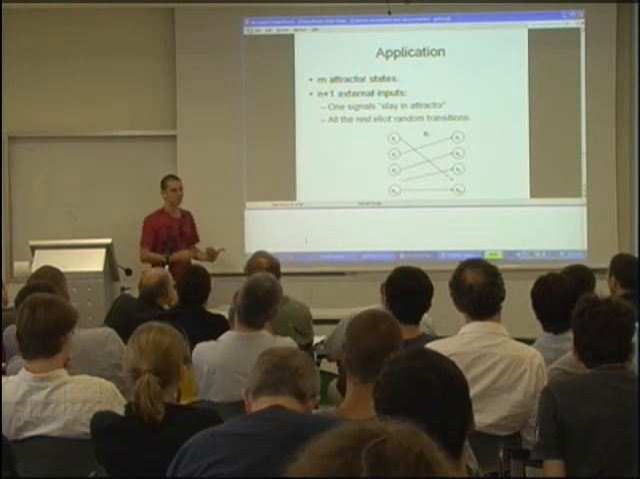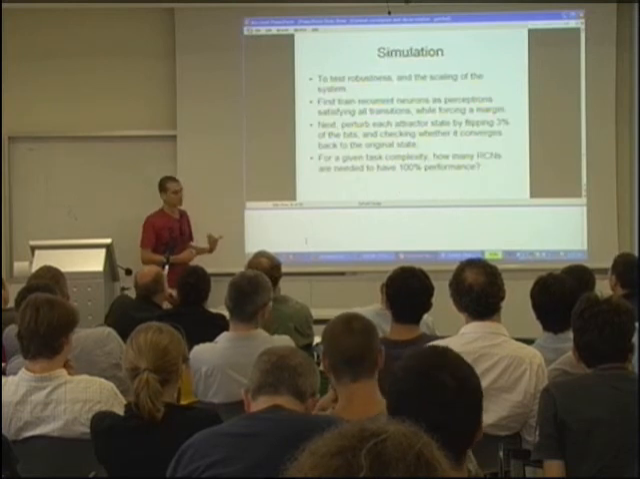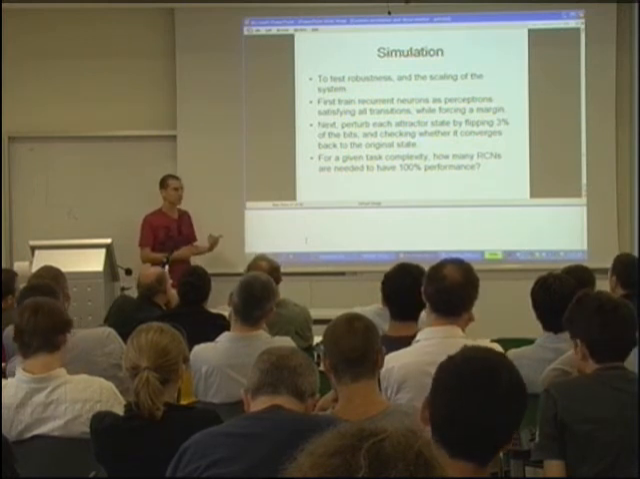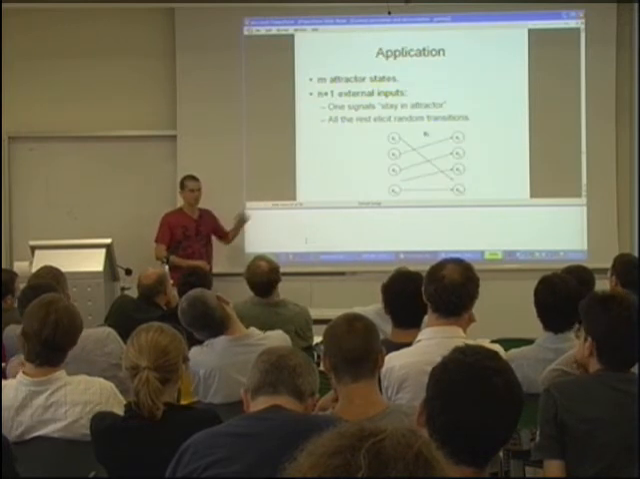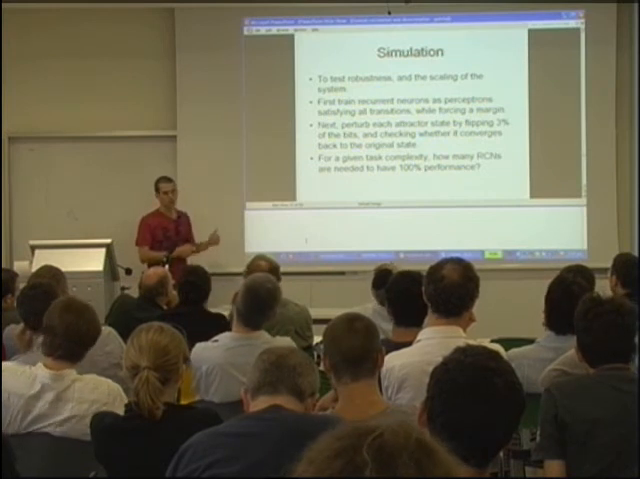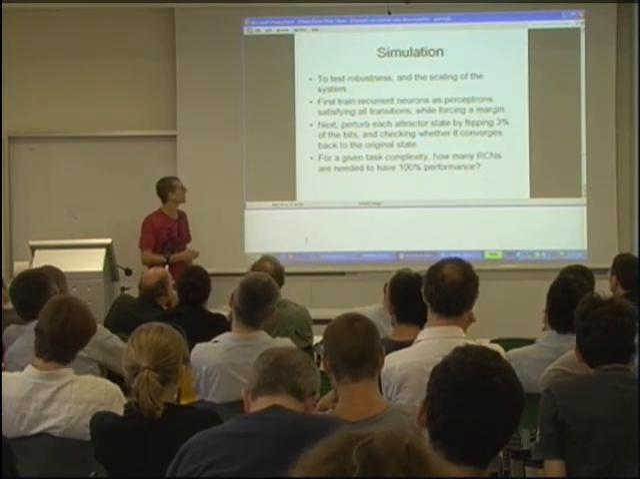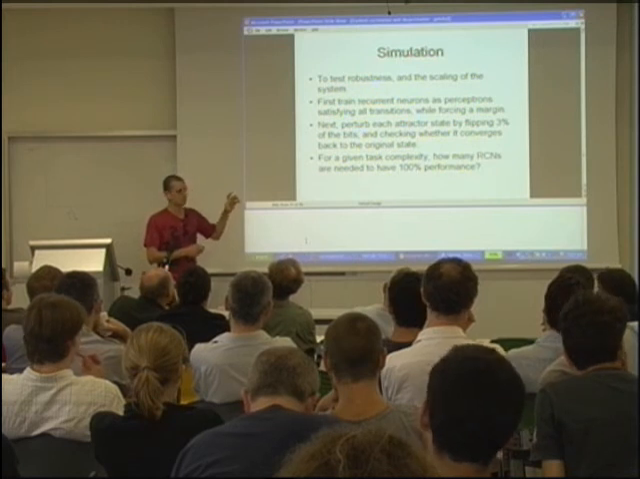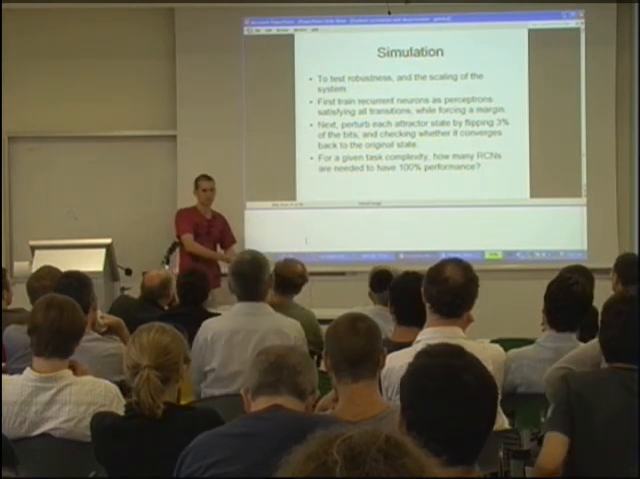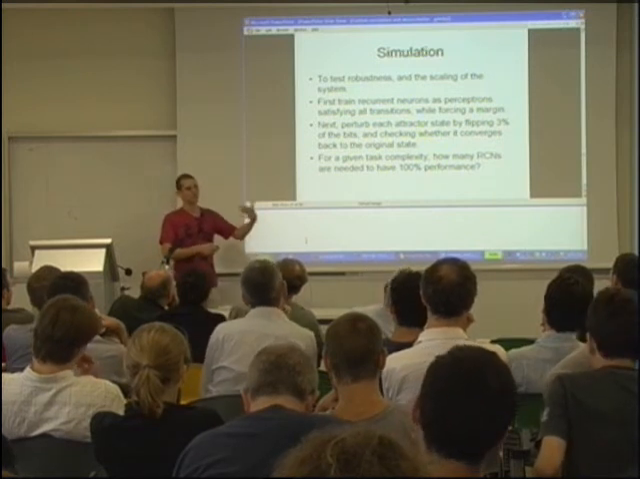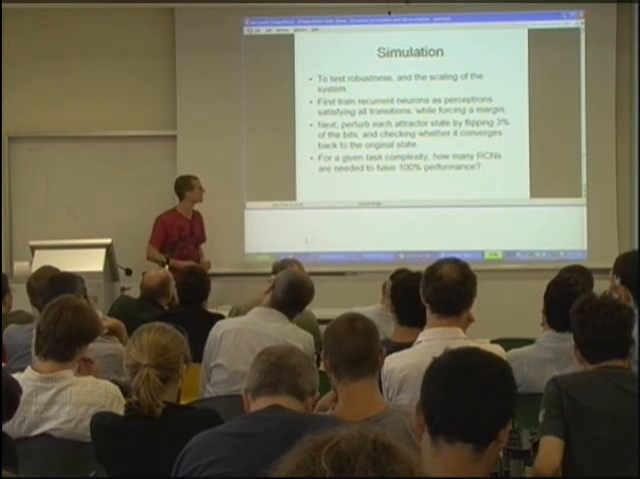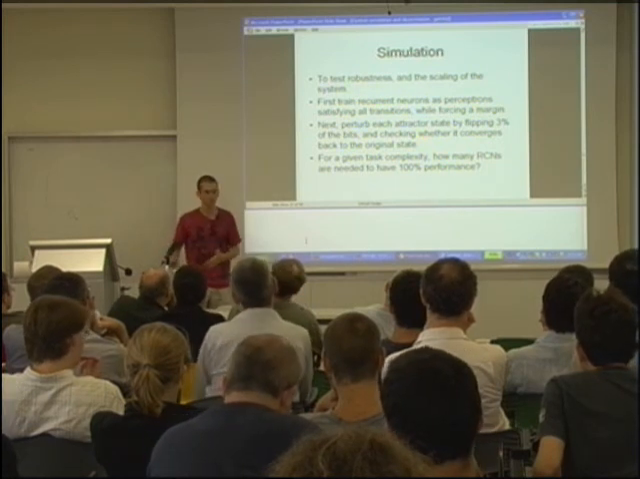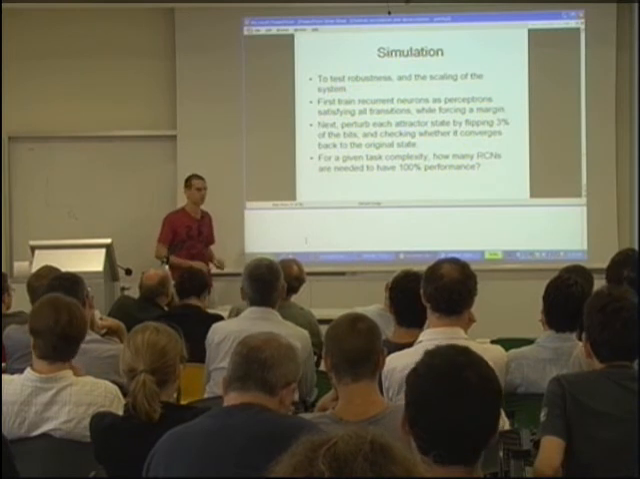And now I want to see how this scales. So I want to test the robustness and the scaling of this system. First, I train the recurrent neurons as perceptrons that have to satisfy all of these constraints here, while I'm going for some margin, since I want robustness. Next, I'm going to perturb each attractor state by flipping 3% of the bits of the recurrent neurons of the mental state, which will, of course, propagate to many more bit flips in the randomly connected neurons. And then I'm going to simply run this perceptron several times to see whether it converges back to the original state. And now, for a given task complexity, how many RCNs do you need to get a 100% recovery from this perturbation? I expect it to be linear.